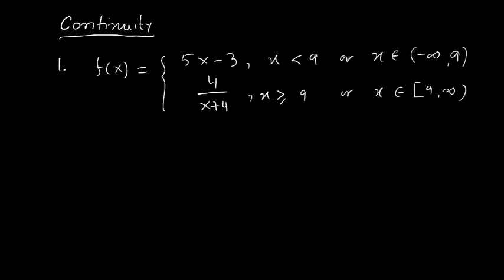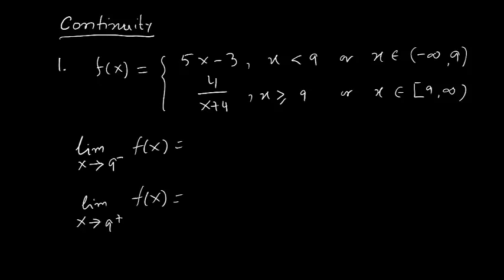Take an example. Given function f of x is defined like 5x minus 3 when x is less than 9, or you can say in interval notation, negative infinity to 9, open parenthesis, because it's less than. And then it has another part when my domain is x greater or equal to 9, 4 over x plus 4, or you can say x is in the interval 9 to infinity, 9 inclusive. So we need to check these two limits.